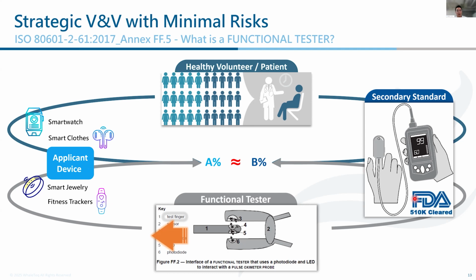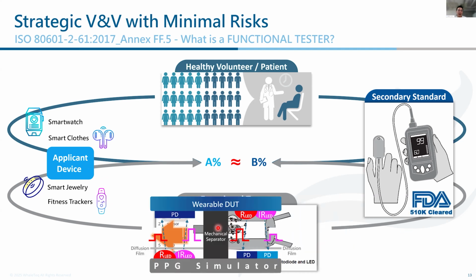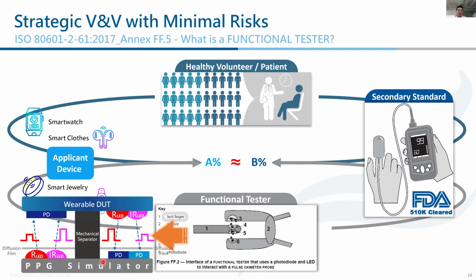And so, where are we talking about those wearable devices? Mostly they are reflecting PPG. That's why we need different interfaces. Instead of having the optics on a different side, we need optics on the same side. And this is how it might look like: a simulator or functional tester with optics on the same side, so they can take care of the optics on the same side over the wearable device.